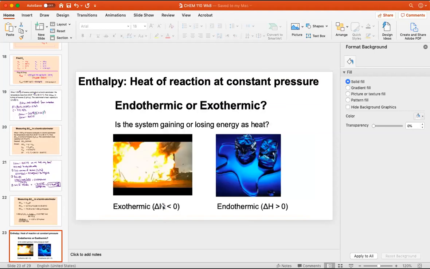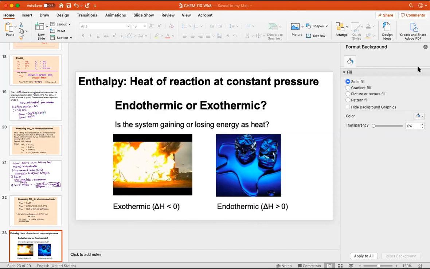So why are we learning all this? Well, really, we're interested in the heat of reactions at constant pressure. So I want to know if reactions are endothermic or exothermic. If the system is gaining energy, then it's going to be endothermic. If it's losing energy, it's going to be exothermic. In class, we talked about how an explosion is something that's exothermic because our delta H is always going to be less than 0, whereas something like ice melting is a great example of something that's endothermic. It's gaining energy from the surroundings.